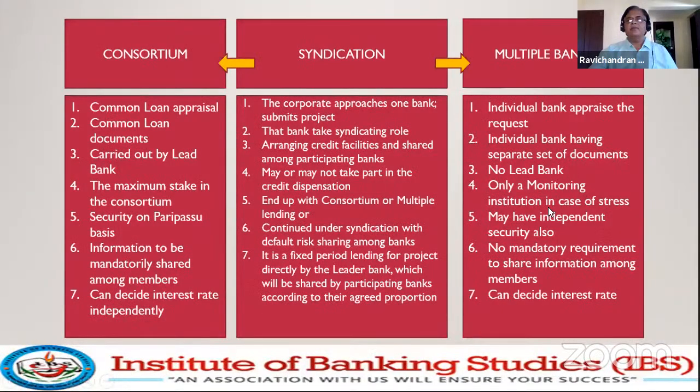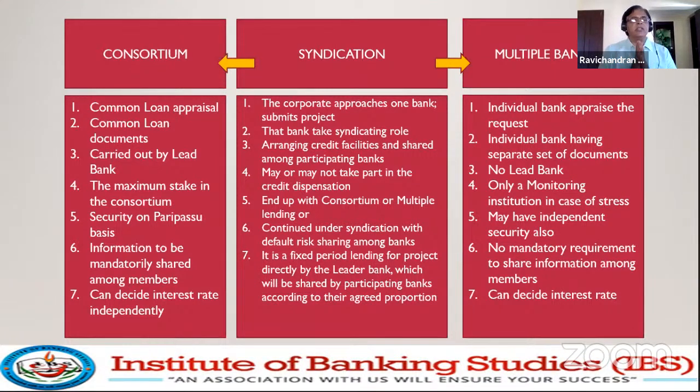You can see now. This is actually the gist of consortium, syndication and multiple banking. What is consortium? Consortium means one particular borrower, a big borrower, whose total exposure is more than a certain level, as per exposure norms, you may be knowing. One single bank cannot finance. In that circumstance, more than one bank will join together and collectively finance that particular borrower.